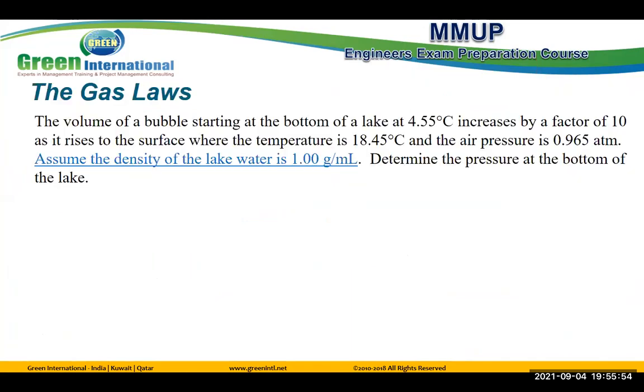Here, the volume of a bubble starting at the bottom of the lake at 4.55 Celsius increases by a factor of 10 as it rises to the surface where the temperature is 18.45 Celsius and the air pressure is 0.965 atmosphere. Determine the pressure at the bottom. We will find that different things are changing together: pressure changes, volume changes, temperature changes. So all three change.